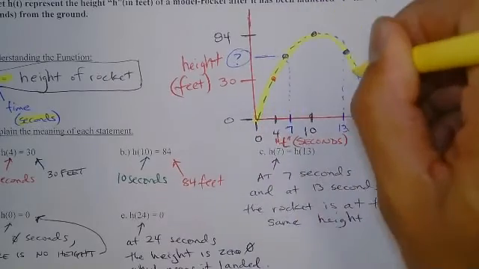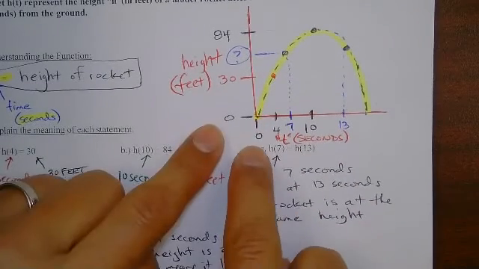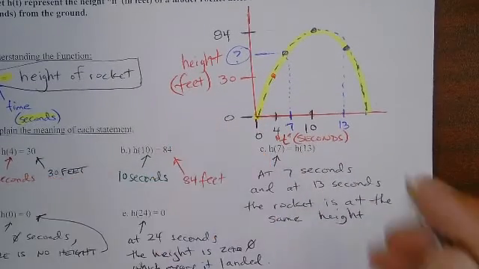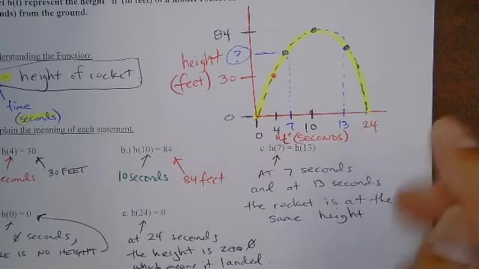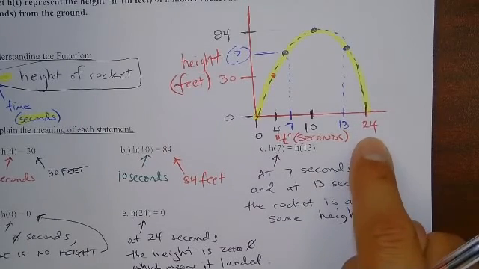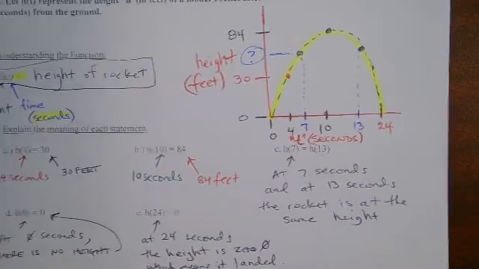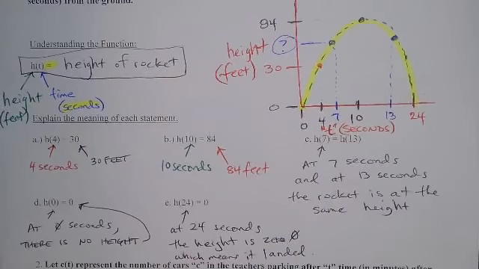I'm going to put over here, where do I put a 24? Here's my rocket, here's my trajectory. I understand 0, 0. What is this one? What does 24, 0 mean? So it took 24 seconds?